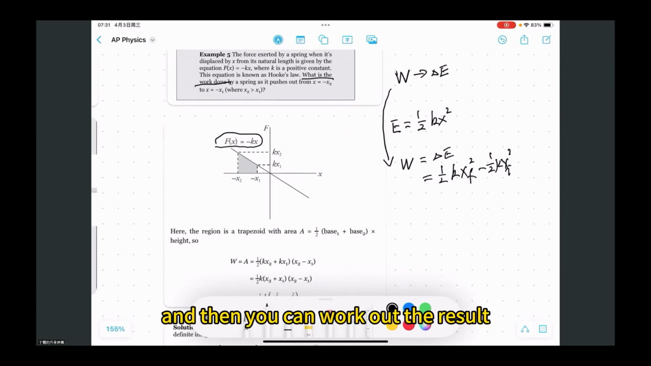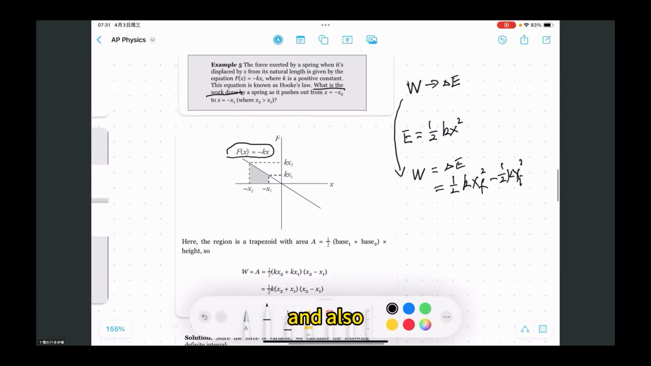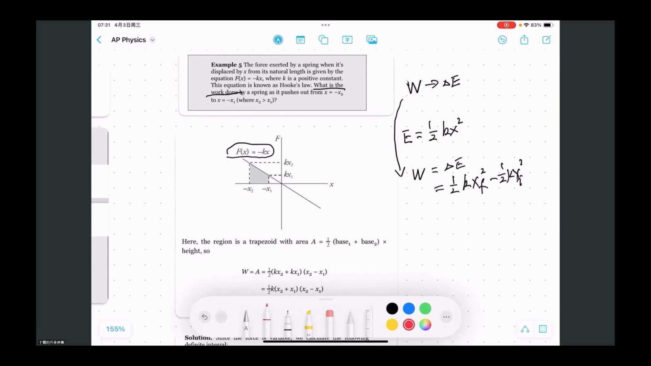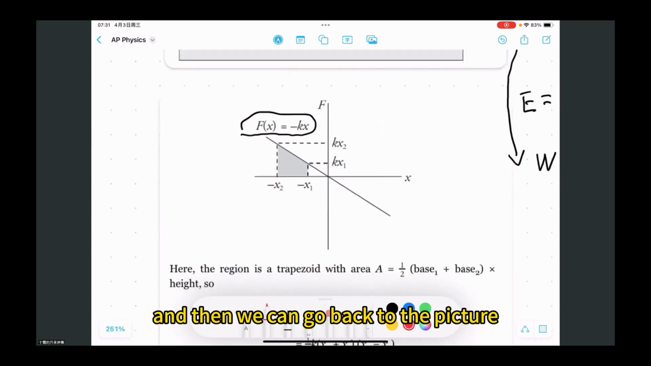And then you can work out the result. And also, you may learn how to visualize such a change in energy. And then we can go back to the picture.